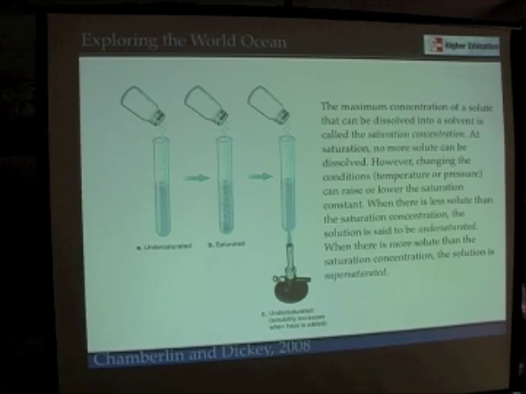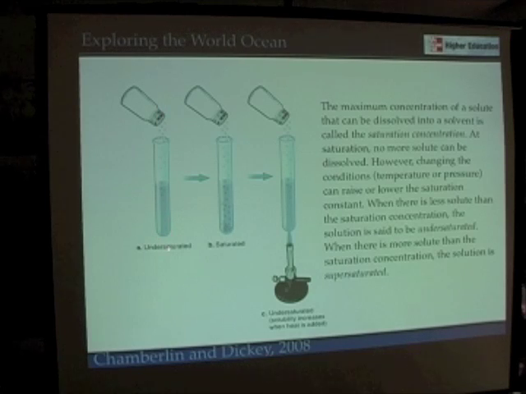Another important term that we'll run into in future chapters is something called the saturation concentration. And the saturation concentration is really how much you can put in something. For example, again, if you were making, say, rock candy, those of you that are familiar with the process of making rock candy know that the first thing you do is heat up the water. Why do you heat up the water? You heat up the water because you want to dissolve more of the sugar in it.